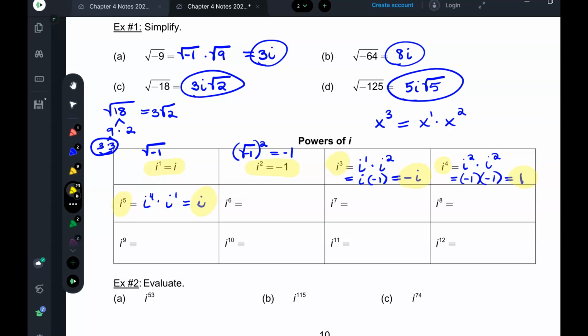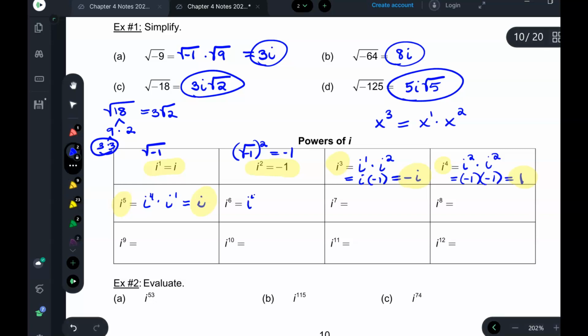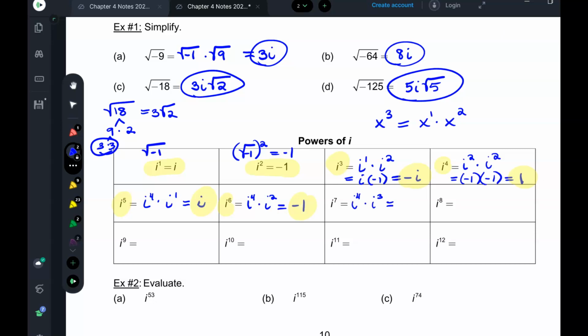Let's see. How could we rewrite i to the sixth power? How about i to the fourth times i squared? Why would I rewrite it that way? Because that's 1 times -1. So i to the sixth is -1. Okay, how would I rewrite i to the seventh? i to the fourth times i cubed. Notice I'm always going back to this i to the fourth power.